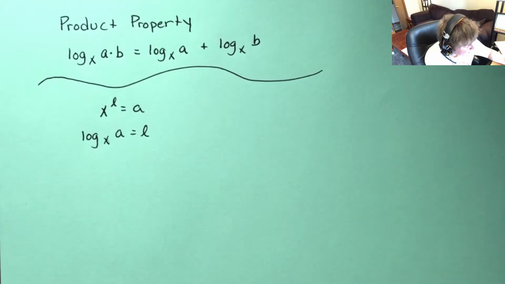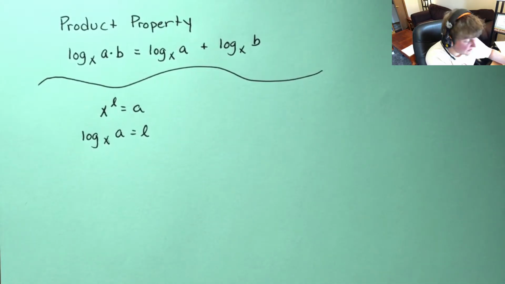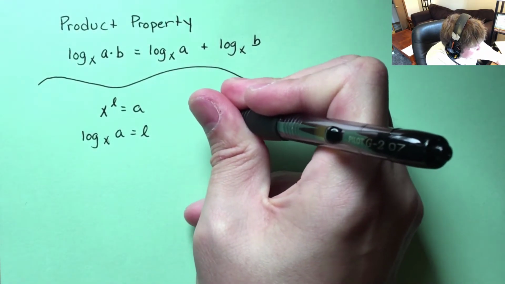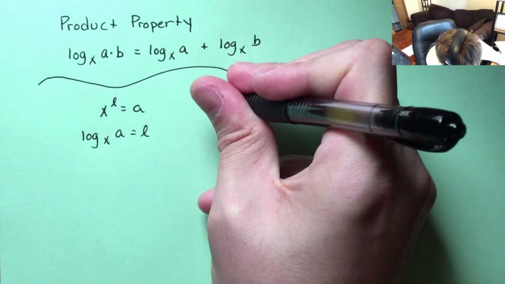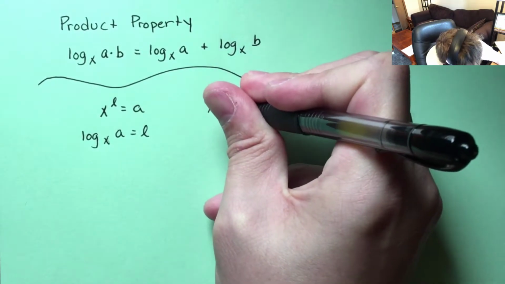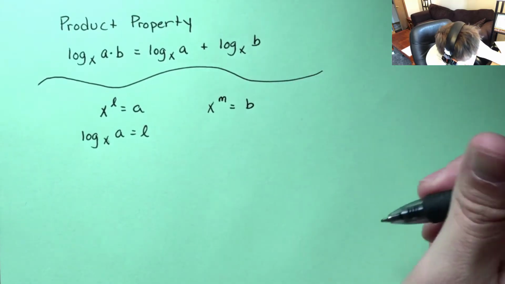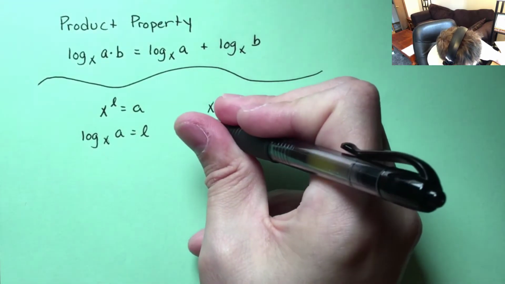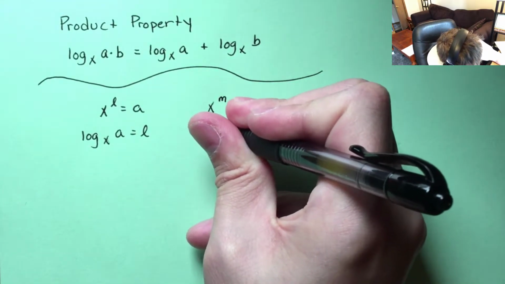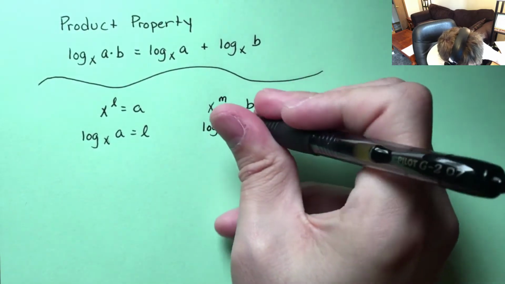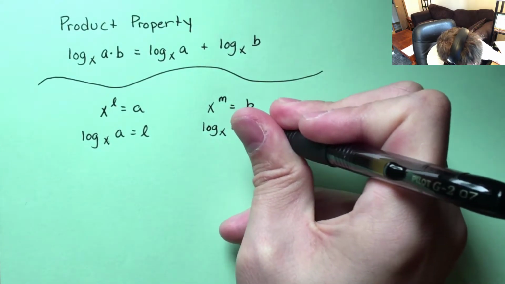I'm going to do that same thing, but with some different letters. I'm going to use the same base, but instead of L, I'm going to say M, and we're going to set x to the M equal to B. Then I can rewrite this as log base x of B is equal to M.